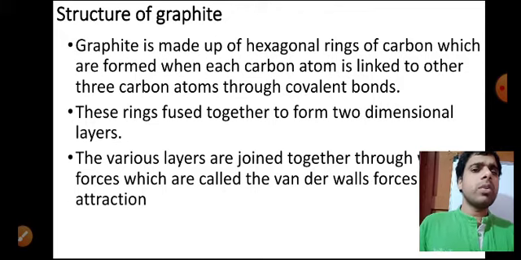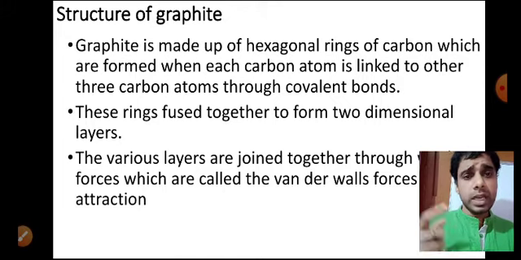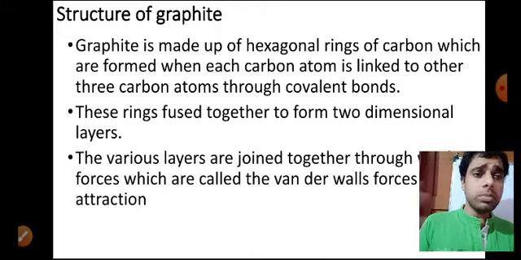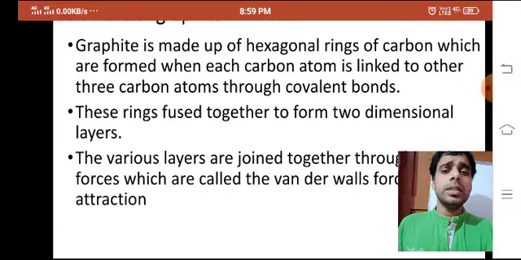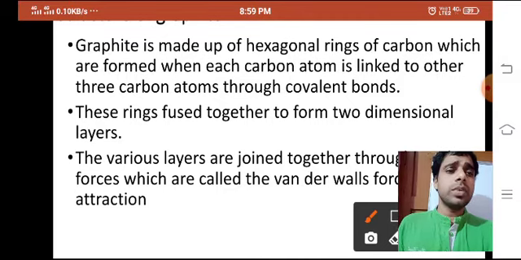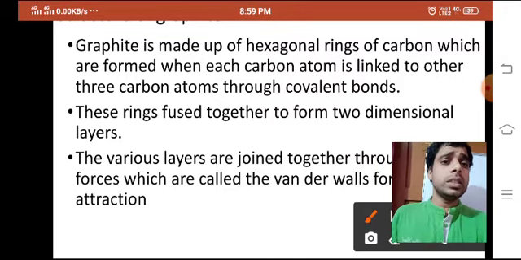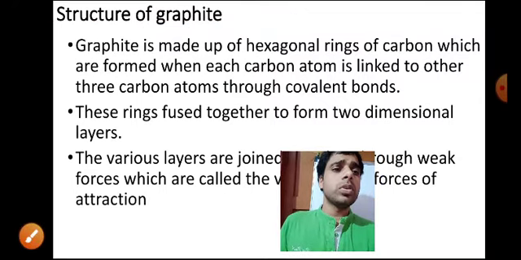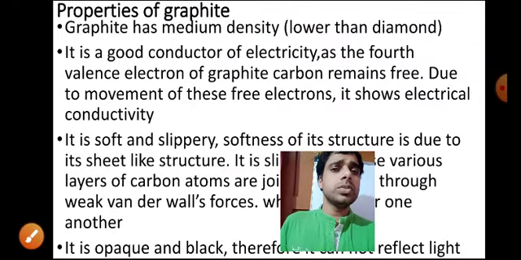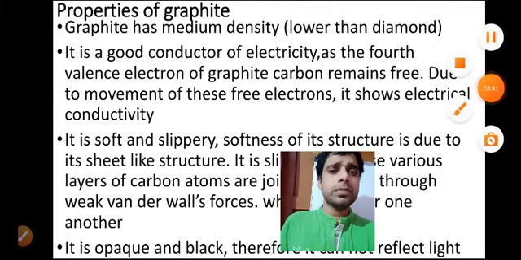These are formed when each carbon atom is linked to three other carbon atoms. In the diamond, you have seen that one carbon is attached with four other carbons. But here you can see this one is attached with three carbon atoms through covalent bonds. This is an important thing you should know.